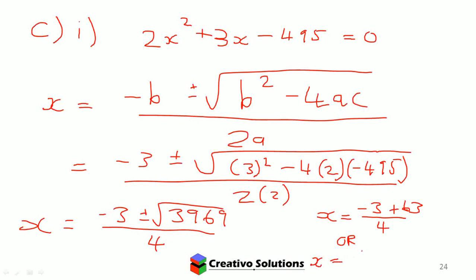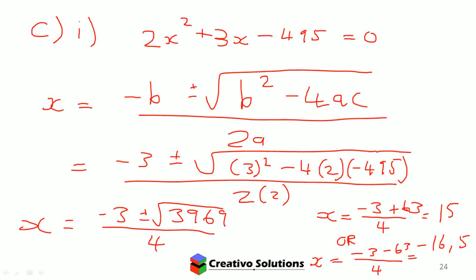So I'm going to have x equals minus 3 plus 63 over 4, or x equals minus 3 minus 63 over 4. Let's see what we get. 63 minus 3 is 60, and 60 divided by 4 is 15. And minus 3 minus 63 is obviously negative 66, divided by 4 gives you negative 16,5.